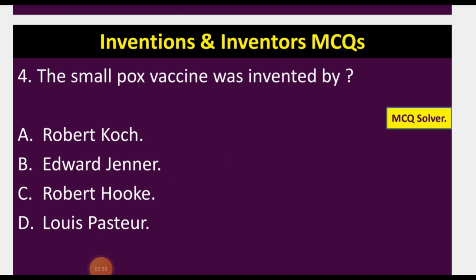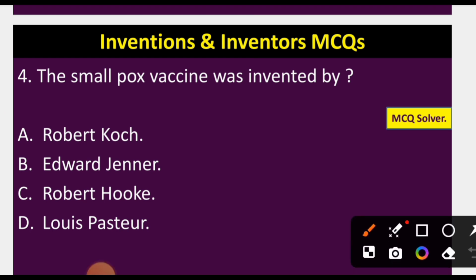Let's move to question number 4. The smallpox vaccine was invented by. So smallpox is a disease, and in this disease the infected person can also die, and previously in the past there have been a number of deaths just because of this disease, and there was a lack of vaccine.